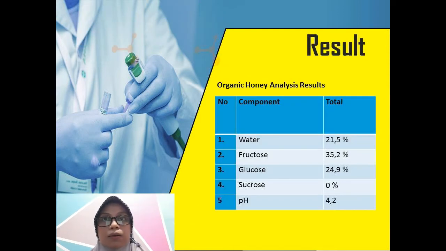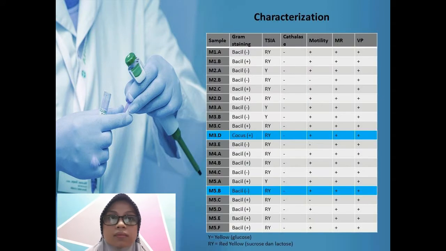Next, the table for the organic honey analysis result. The water component of honey is 21.5%, fructose component 35.2%. Next, glucose component is 24.9%, but sucrose is 0%, and the last, pH 4.2.